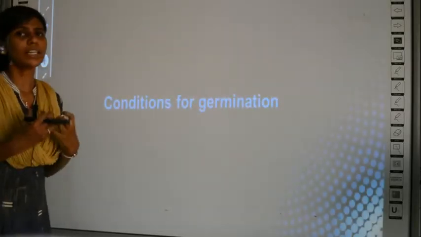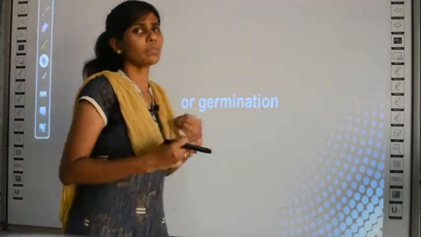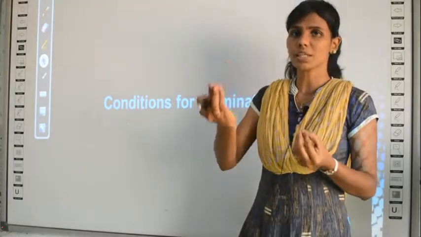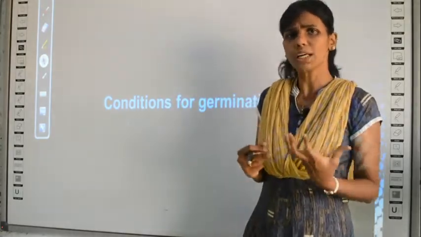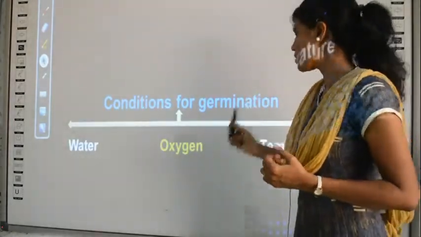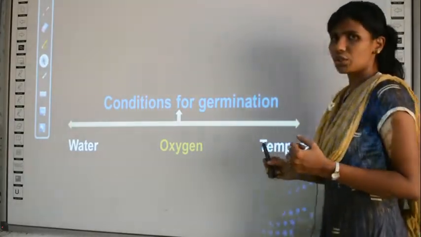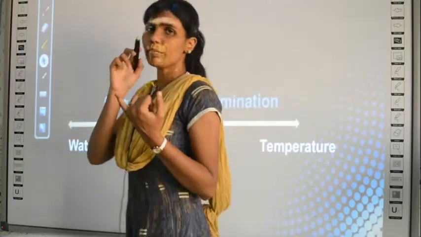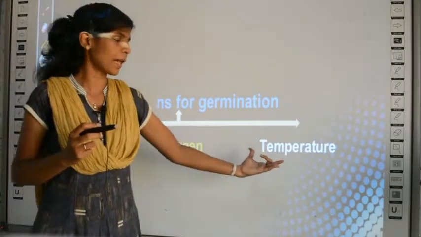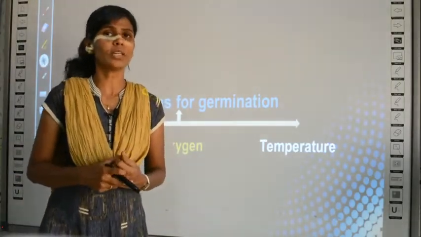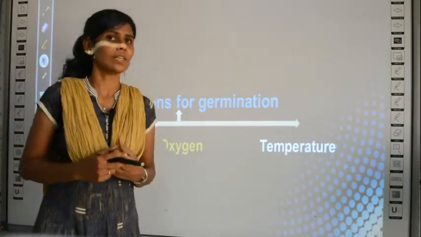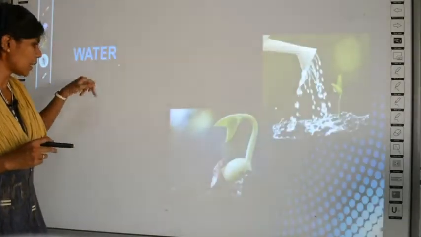Next we will see the conditions required for germination. Whenever you soak the seed, it will not germinate immediately. Certain favorable conditions must be given to the seeds, and only then will the seeds grow. What are those conditions? There are three conditions. The first one is water, the second one is oxygen and the third one is temperature. When you want a seed to germinate, you need to provide a sufficient amount of water, proper oxygen should be supplied, and the temperature should be suitable for germination. Only then will the seed germinate. So let us see the conditions in detail.